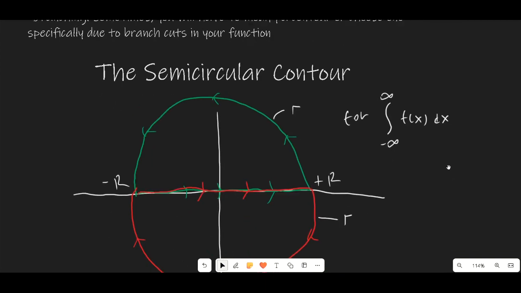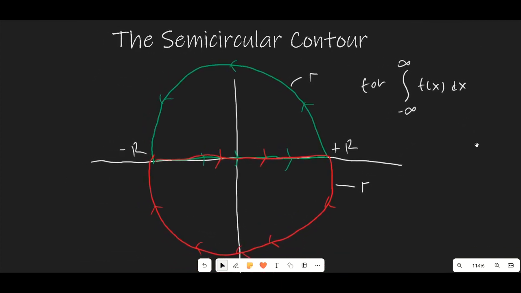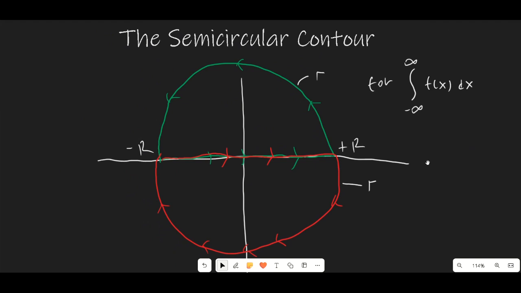So the absolute go-to is the semicircular contour. This is by far the most useful contour that shows up in all sorts of situations. Now this contour just looks like a big semicircle. I have two contours here, the green one, which is the semicircle in the upper half plane, and the red one, which is the semicircle in the lower half plane.